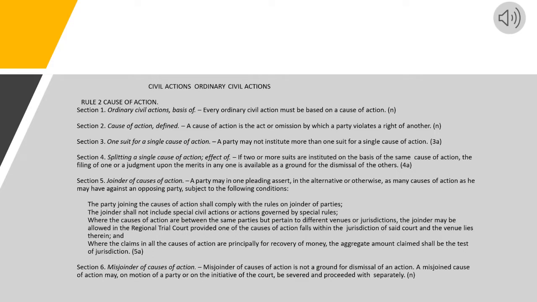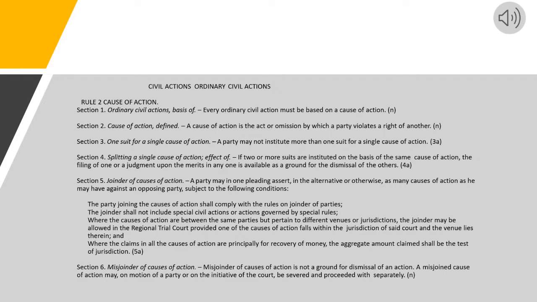Section 4. Splitting a single cause of action, effect of. If two or more suits are instituted on the basis of the same cause of action, the filing of one or a judgment upon the merits in any one is available as a ground for the dismissal of the others.